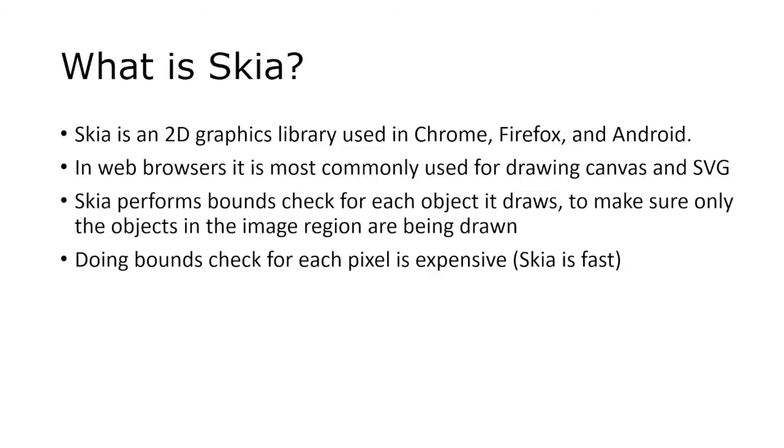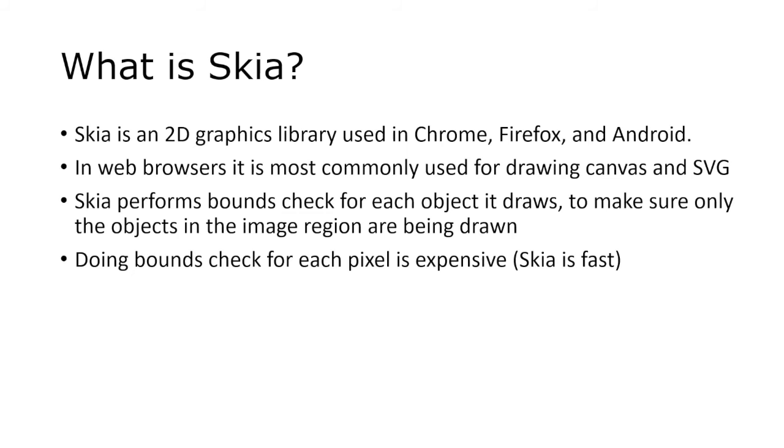So we talked about precision issues in SwiftShader, and it turns out that another commonly used library, which is called Skia, has similar issues. Skia is an open source graphics library, and it is commonly used to draw HTML elements like canvas and SVG. As a graphics library, it will do bounds check for each object it is going to draw, which is to say, it will make sure that an object will be drawn only if that object is inside the drawing area. And if you draw things outside that drawing area, it might cause out-of-bounds memory corruption.